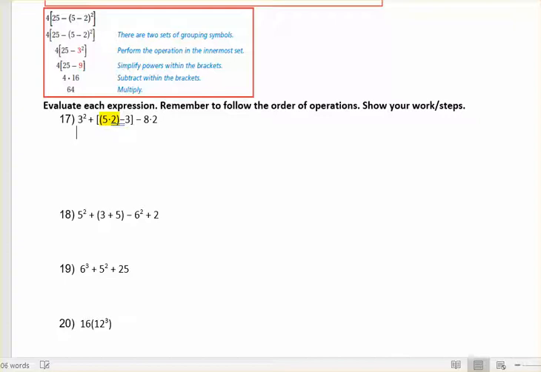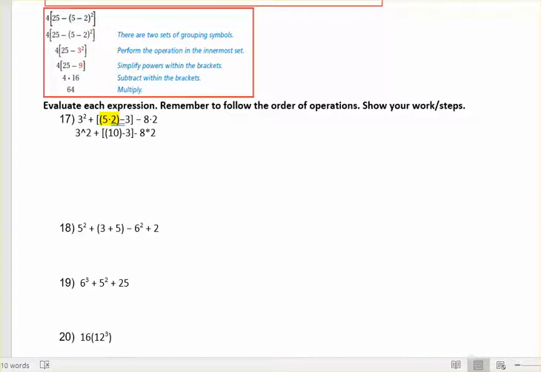So let's just write the rest of it as it is. 3 squared I can write with that little caret. Plus, I'm going to keep my bracket, and all I'm going to simplify is the 5 times 2. Now I could leave it in parentheses if I want. It doesn't hurt anything to leave it in parentheses, or I could drop them because I have simplified at this point. And then I'll close my bracket, minus 8 times 2.